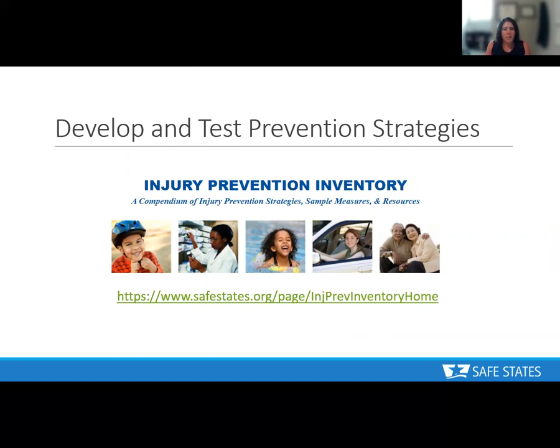There are many scientifically evaluated, evidence-based interventions that have proven effective in reducing injuries and violence. A great place to start is the Injury Prevention Inventory on the Safe States website. I put the URL here. This online hub connects you to a variety of prevention strategies, each with their own sample distal, which means direct, or proximal, indirect measures, and related resources across 17 different injury and violence topic areas.